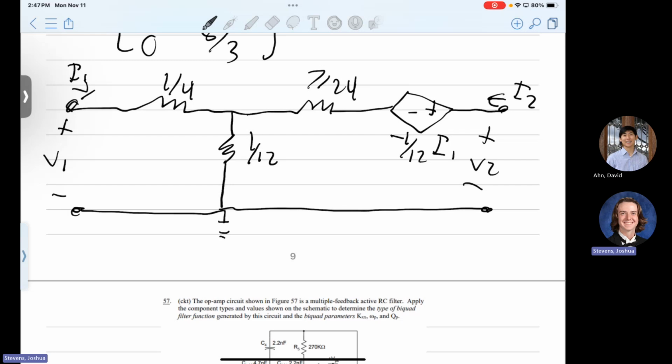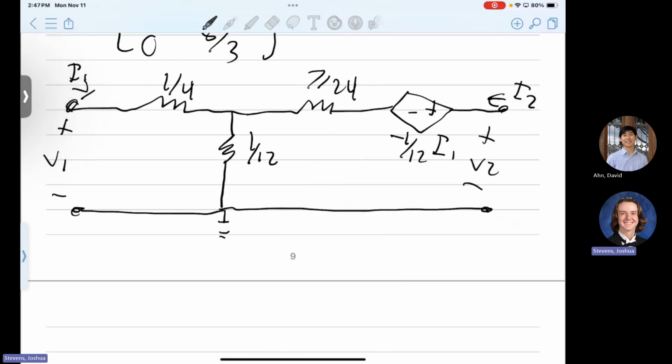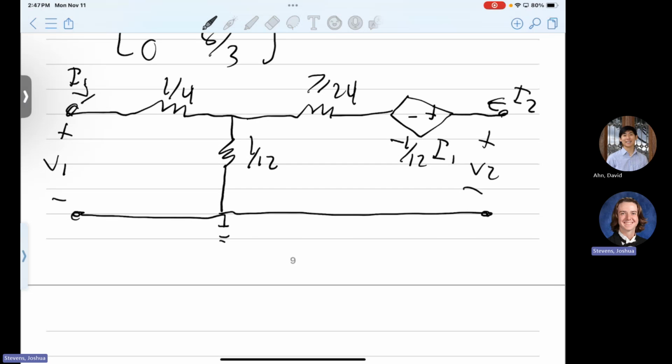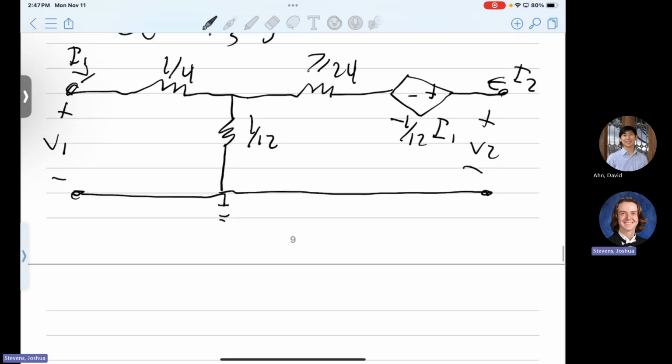I'm going to insert a page real quick, so that's going to move real quick. Okay. So that's the T model, and that is 7/24 and 1/4 on the top. Do I know why? Not at the moment. And then the hybrid pi becomes this. Yeah, 1/4 and then 7/24. Do I know at the moment why? No. Because like I said, I did not draw the models and try to figure that out.